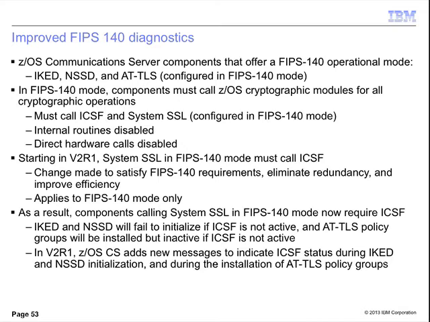So we're taking a little bit stronger steps to prevent IKD and NSSD from coming up if ICSF is not there, and also to issue appropriate error messages to let you know that is happening. So the key message here is, in 2.1, System SSL is in FIPS 140 mode. ICSF must be up not only for System SSL but for our functions that depend on it.